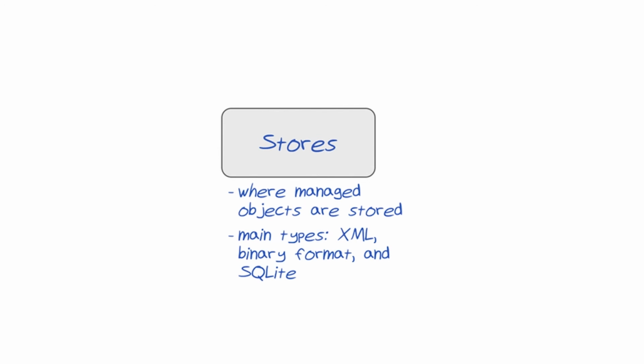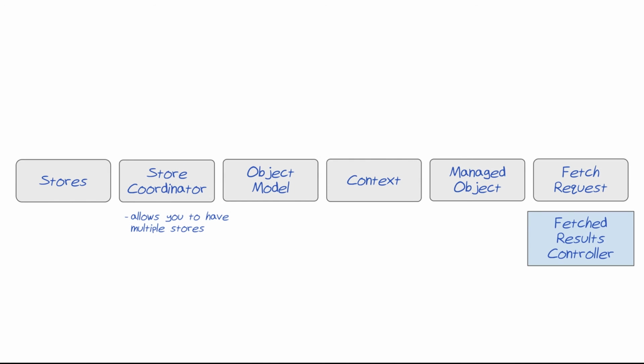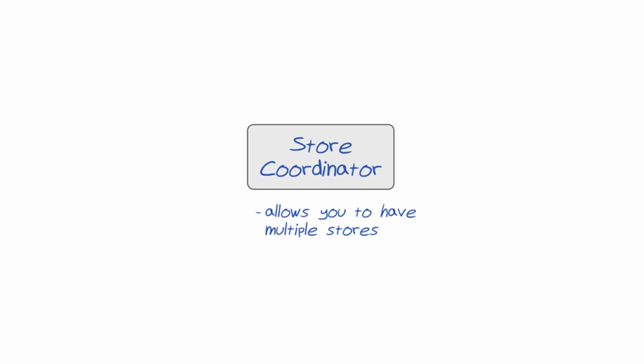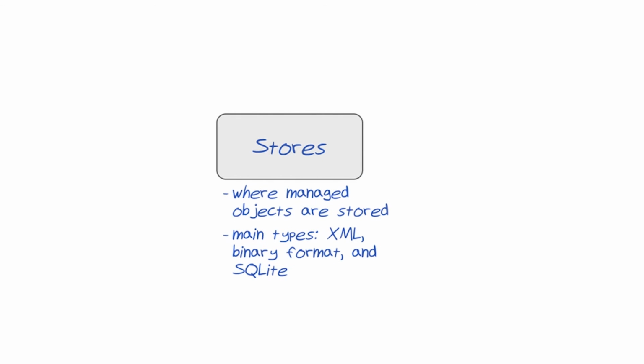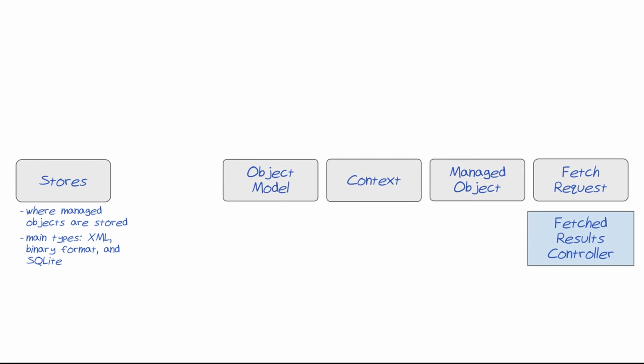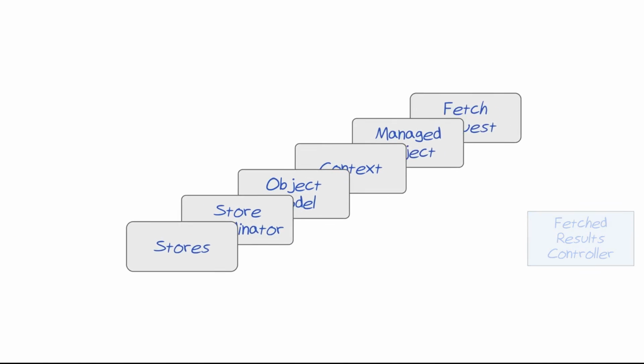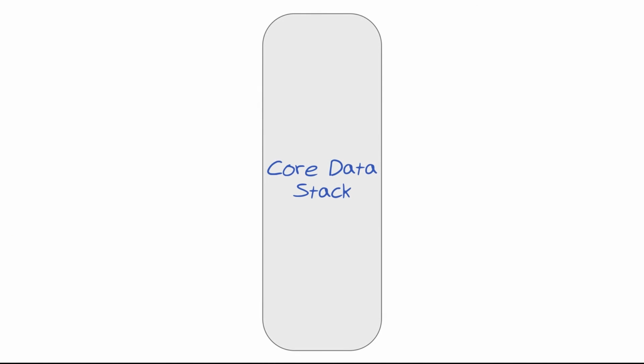Also at the lower level is the last piece we're going to talk about for now, the persistent store coordinator. This object allows you to have multiple stores and keep the rest of your app from knowing it. But for the most part, persistent stores and their coordinators are not something you have to worry about too much. These classes, when put together, make up what's called the Core Data stack.